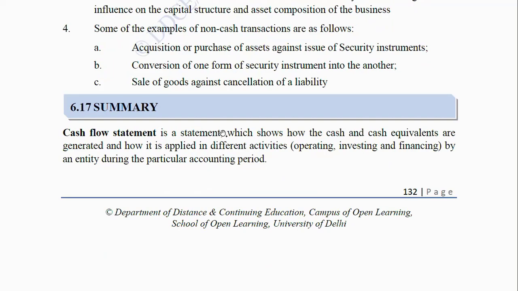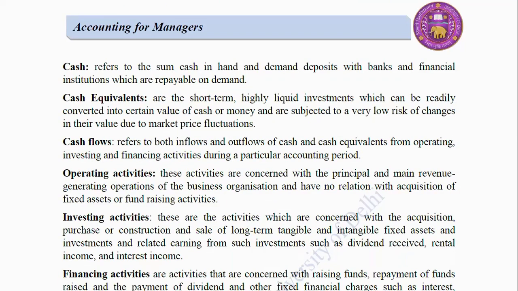6.17 Summary. Cash flow statement is a statement which shows how cash and cash equivalents are generated and how they are applied in different activities, operating, investing, and financing, by an entity during a particular accounting period. Cash refers to the sum of cash in hand and demand deposits with banks and financial institutions which are repayable on demand. Cash equivalents are short-term, highly liquid investments which can be readily converted into a certain value of cash or money and are subject to a very low risk of changes in their value due to market price fluctuations.